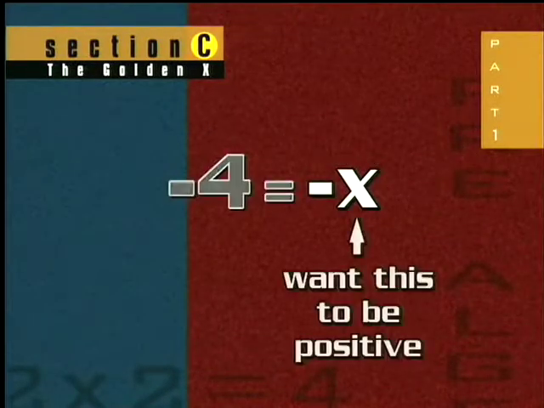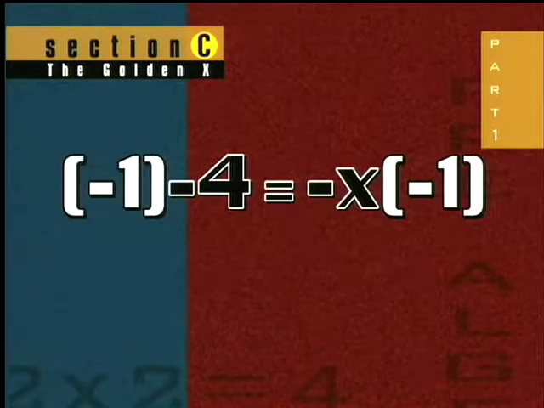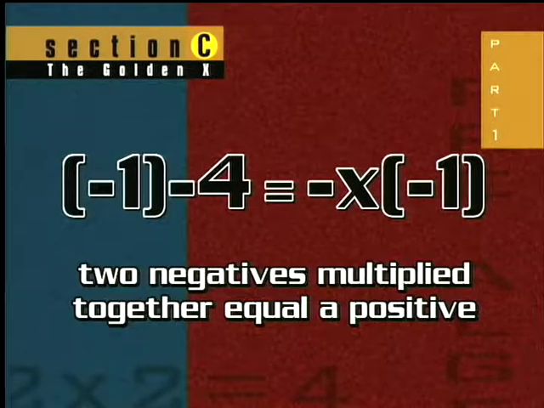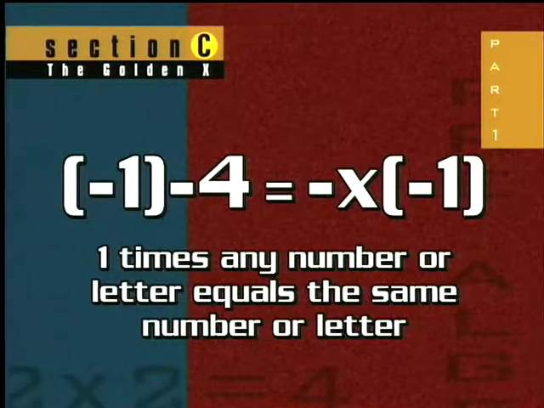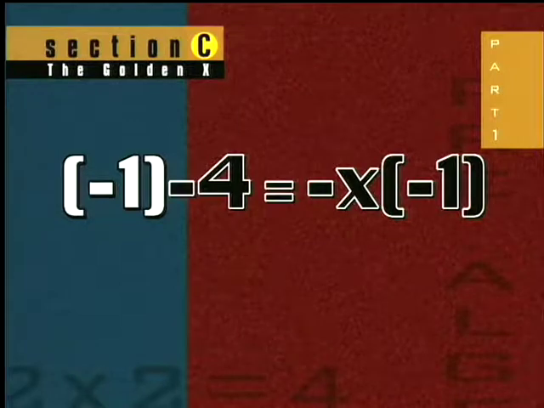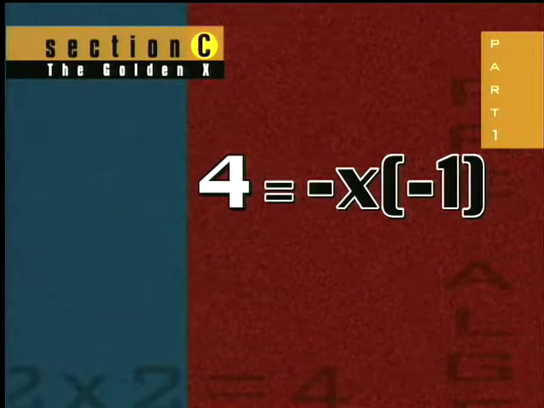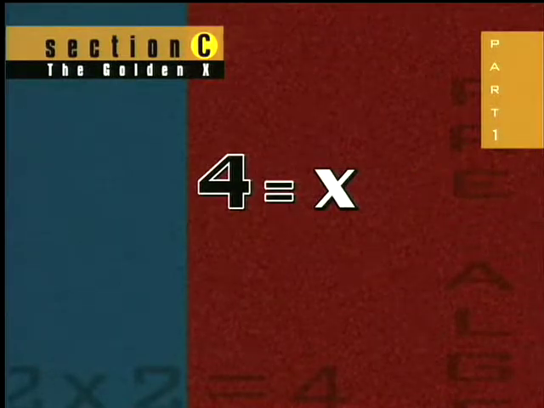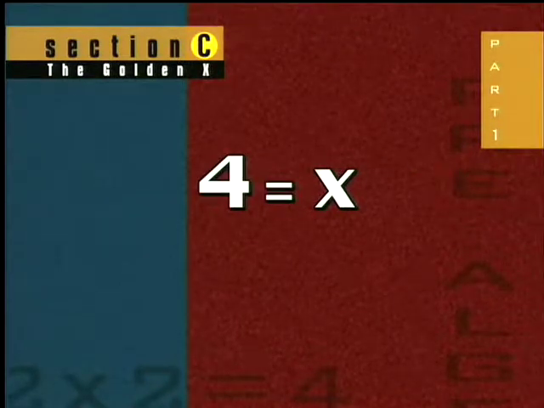Now we're not quite done because we want our x to be positive. We can do this easily by multiplying each side by negative 1. The reason we do this is because 2 negatives multiplied together equal a positive, and because 1 times any number or letter simply equals that same number or letter. Basically, multiplying by -1 will allow us to change our signs. See how -1 times -4 equals +4, and -1 times -x equals +x. So we end up with +4 equals +x, or simply 4 equals x.